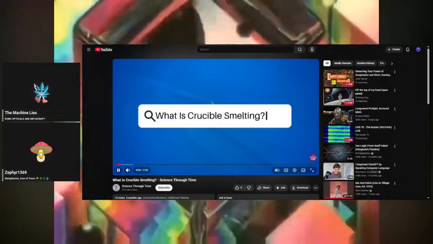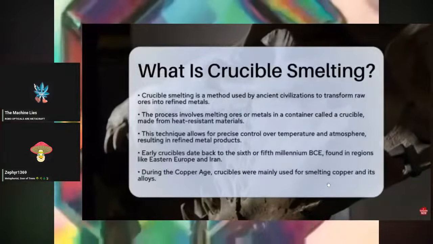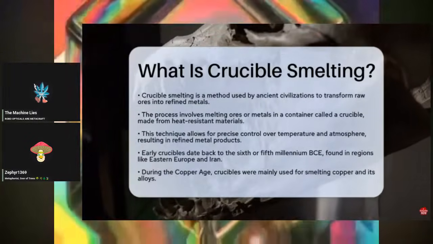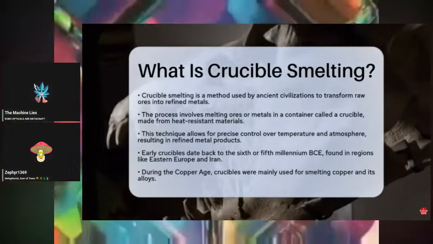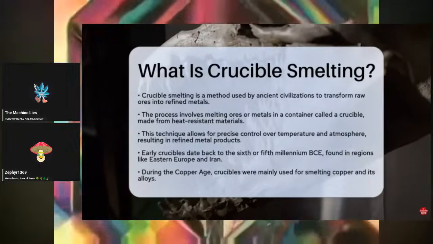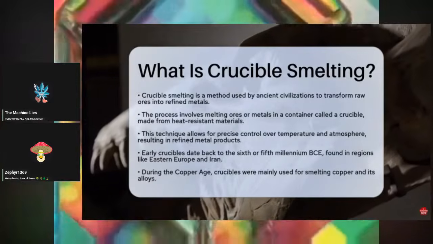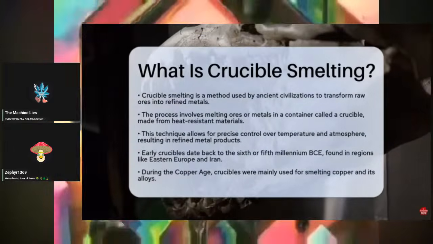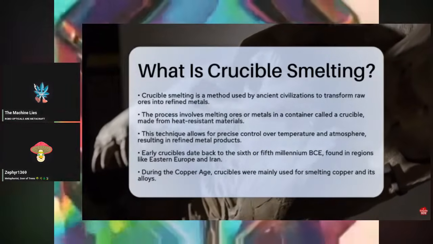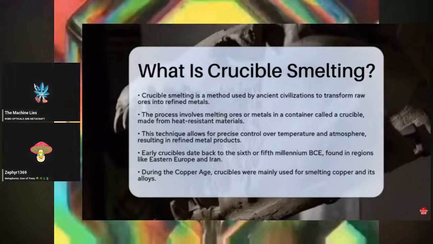What is crucible smelting? Have you ever wondered how ancient civilizations transformed raw ores into refined metals? One fascinating method they used is known as crucible smelting. This technique involves melting ores or metals inside a special container called a crucible. The crucible is made from materials that can withstand extremely high temperatures, allowing for the separation of metal from impurities. Crucible smelting provides precise control over temperature and atmosphere during the process. This results in a more refined and consistent metal product.